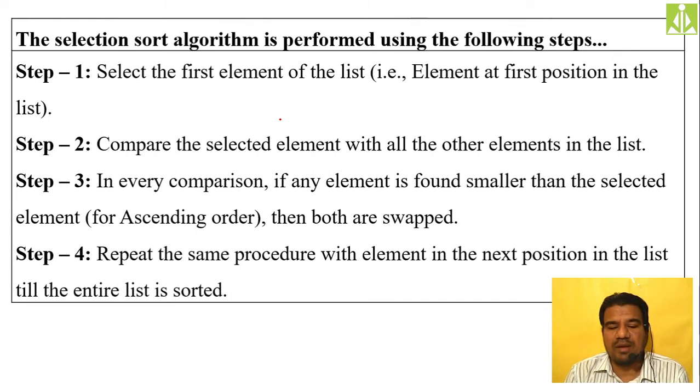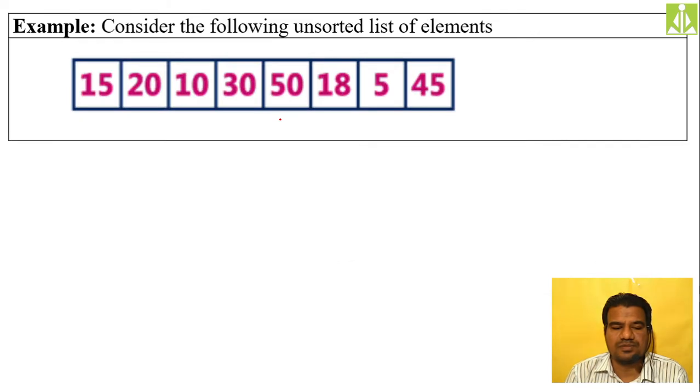In every comparison, if any element is found smaller than the selected element, or we can say if the first element is greater or the other element is smaller, both are the same, right? Whenever you are doing the comparison with the first element, if the other element is smaller, simply swap. If the other element is greater, don't do any swapping. Like that, you remember. Repeat the same procedure with elements in the next position in the list till the entire list is sorted. So that is the algorithm.